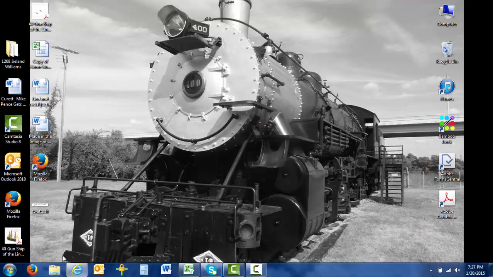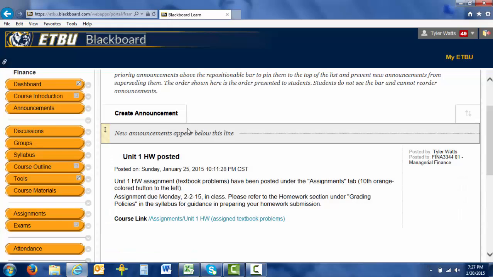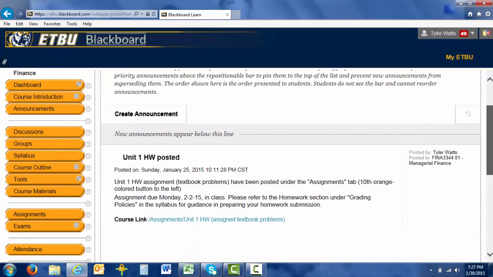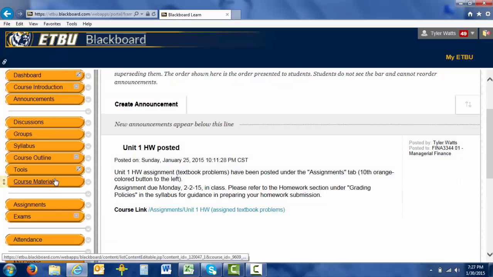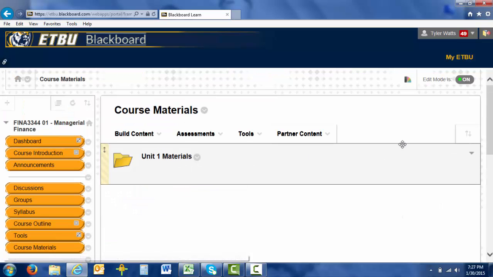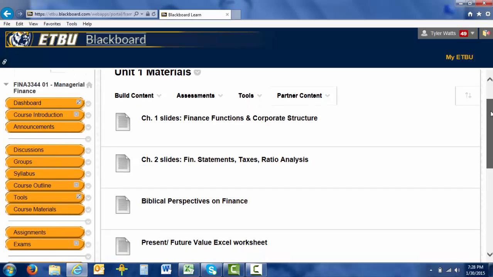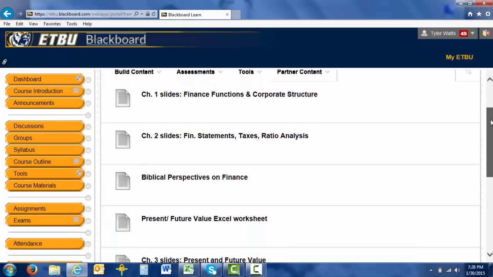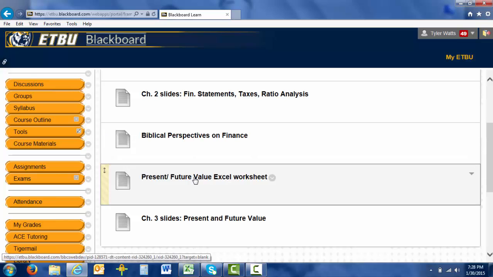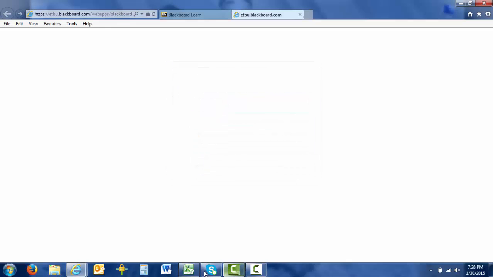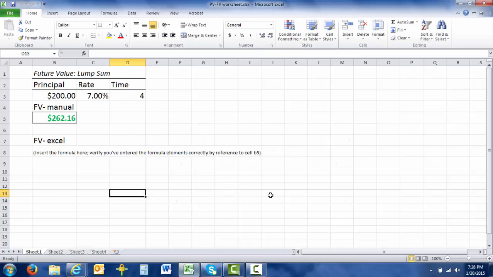So first off, let me just take you to our Blackboard page. If you're in Blackboard, and you come to course materials here, Unit 1, of course we're still in Unit 1. Please notice I have all the PowerPoint slides put up there, and the present future value Excel worksheet. Go ahead and open that on up. I've got it open on my computer already, so I'll click over to there.